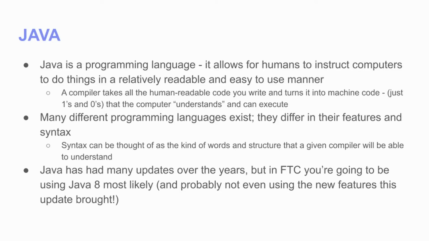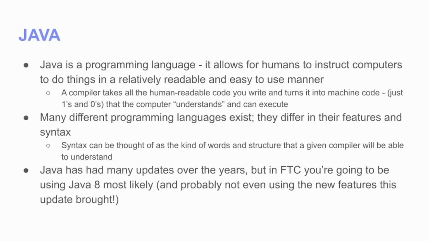Many different programming languages exist, and they differ in their features and their syntax. Syntax can be thought of as the words and structure that a given compiler will be able to understand. You can't just write whatever you want and expect the computer to know what to do. You have to do it in a certain way so that the compiler knows how to turn this into code that an actual CPU can run. Java itself has had a lot of updates over the years, but in FTC, you're probably going to be using Java 8 or Java 7, and you're probably not even going to be using most of the new features that these versions brought, so you don't have to worry about that as much.